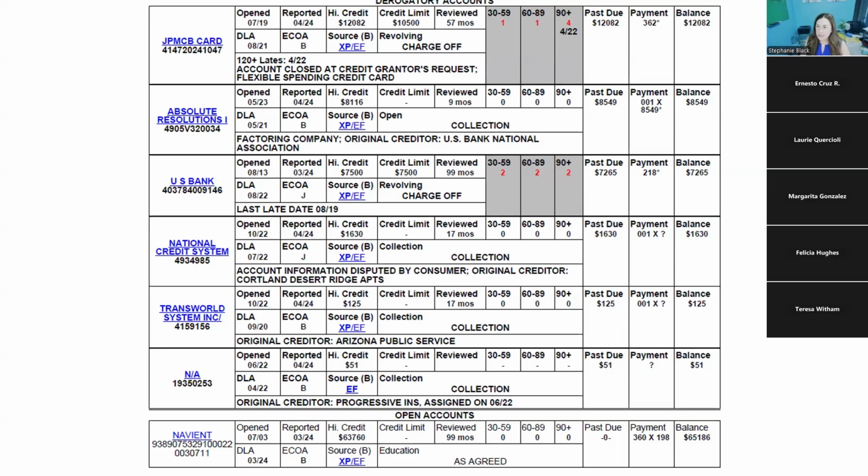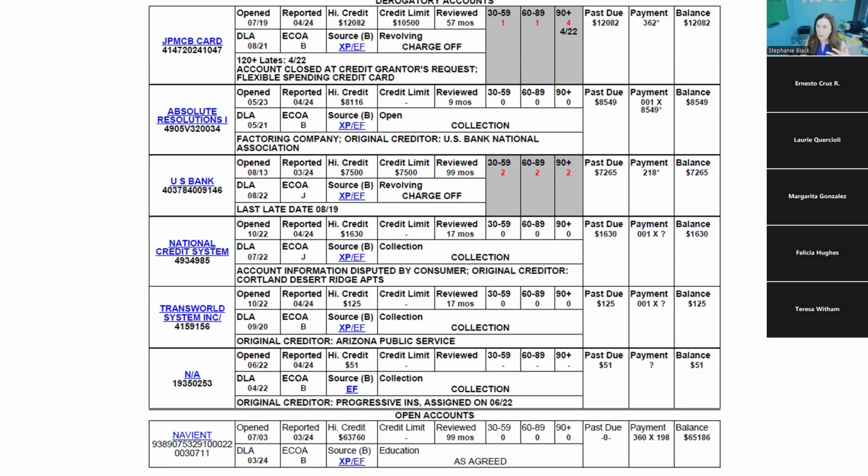Credit limit was 10,500, right? So we know that went over when it charged off likely. Reviewed for 57 months. It's going to give you past due. What is the monthly payment? What is the balance on it currently? We know this is a charge off. It's reporting on Experian and Equifax. That's how you tell. Like, see, some are only reporting on Equifax on here. So Experian and Equifax, and it's going to tell you the late payments.